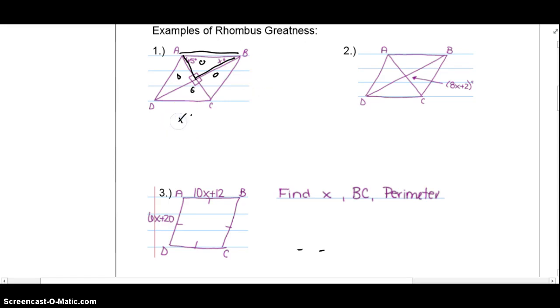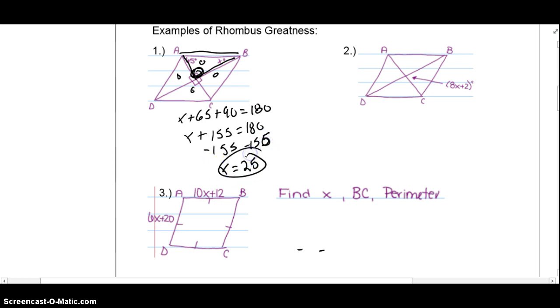So let's take care of that. I'm going to go x plus 65 plus 90. Again, don't forget about that 90. That equals 180. Add them up: x plus 155 equals 180. Subtract 155 from 180, that's 55, not 50, and x is going to equal 25.